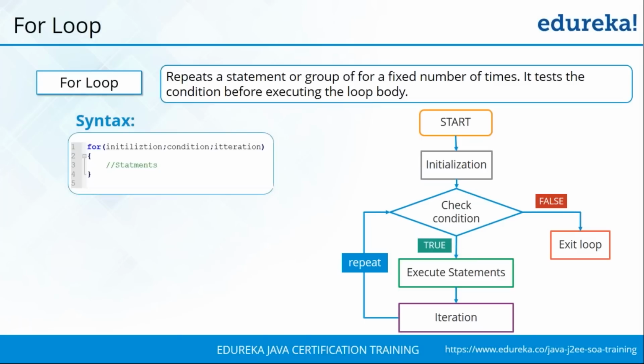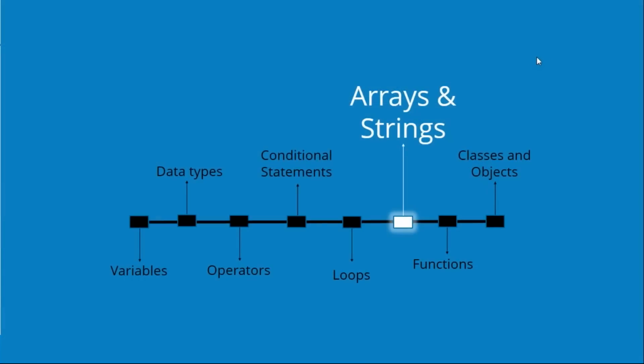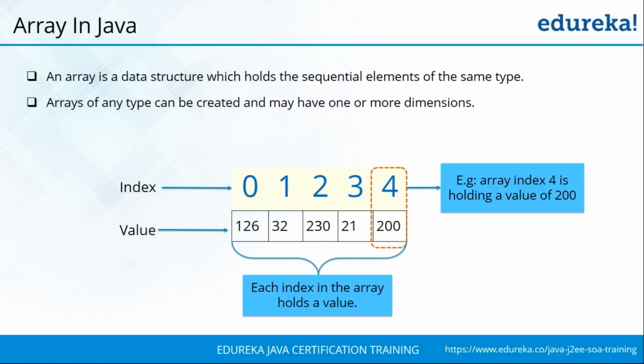So the next key topic that we will be discussing is arrays and strings. An array is basically a data structure in Java that is used to store sequential elements that are of the same type. So again, let's say you have multiple numbers that need to be stored together. Rather than storing them into different variables, you can store them in an array. Now these numbers could be anything.